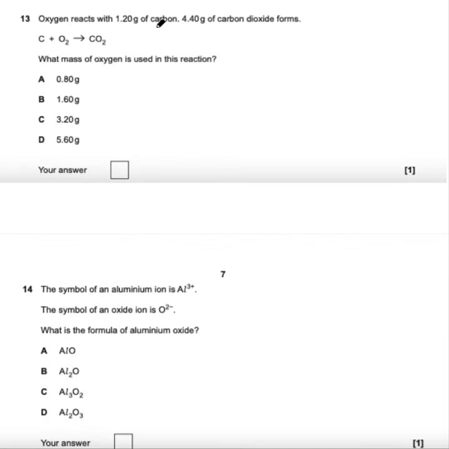Oxygen reacts with 1.2 grams of carbon. 4.4 grams of carbon dioxide is formed. What is the mass of oxygen used in the reaction? Well, there's only one product and it's telling you it's 4.4, and we've got 1.2 grams of carbon. Therefore, we've had to add our oxygen here to make up 4.4. So if we do 4.4 minus 1.2, that gives us 3.2. Therefore, that's how much oxygen we used. So the answer is C, because once you add this and this, they need to make the same mass as shown over here.